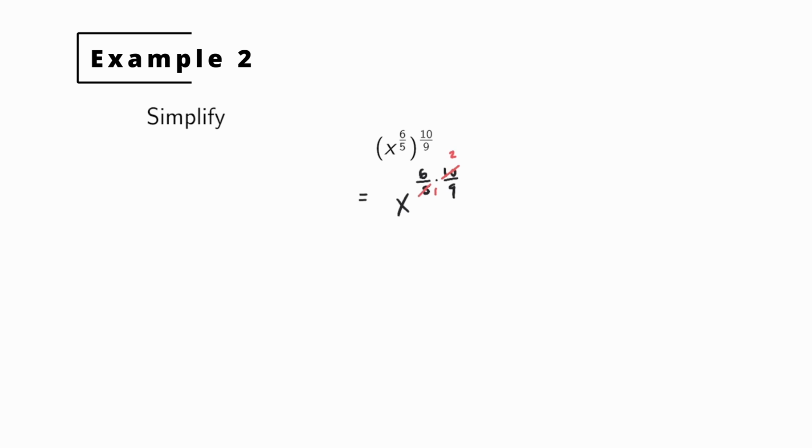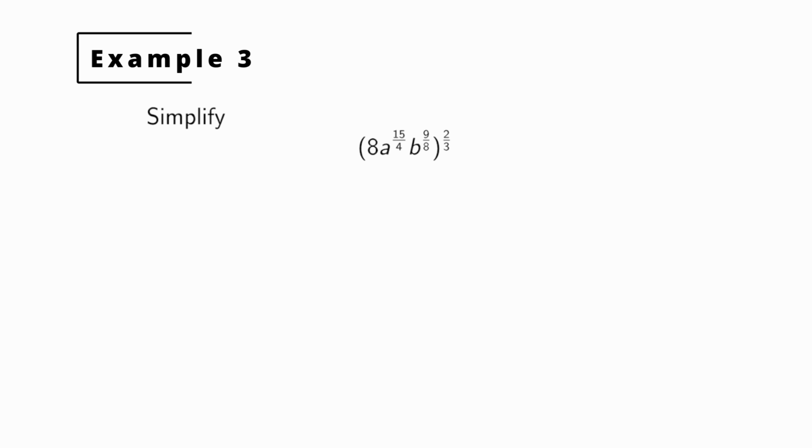And then 6 in the numerator, 9 in the denominator. Both of those have a common factor of 3. So if we factor that out, we will get 2 and then a 3 here. And so what we end up getting here is x to the 2 times 2, which is 4, divided by 1 times 3, which is 3.